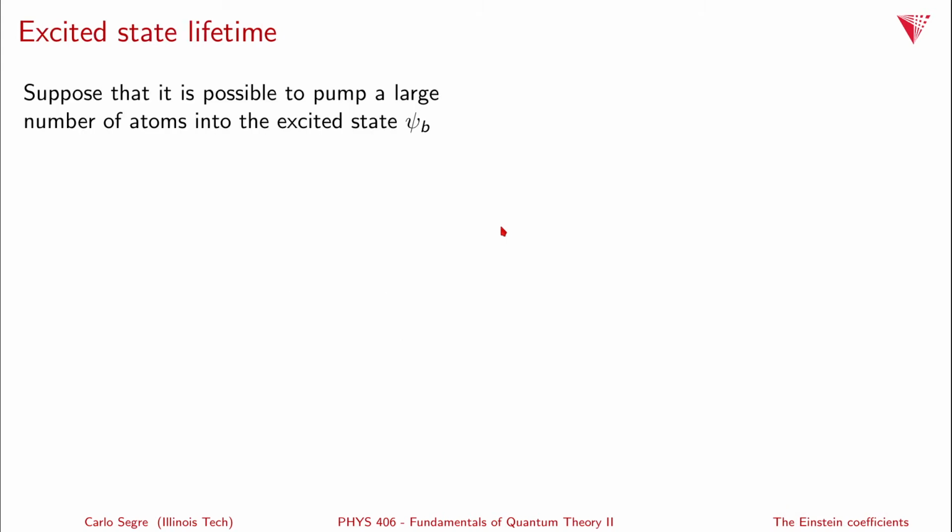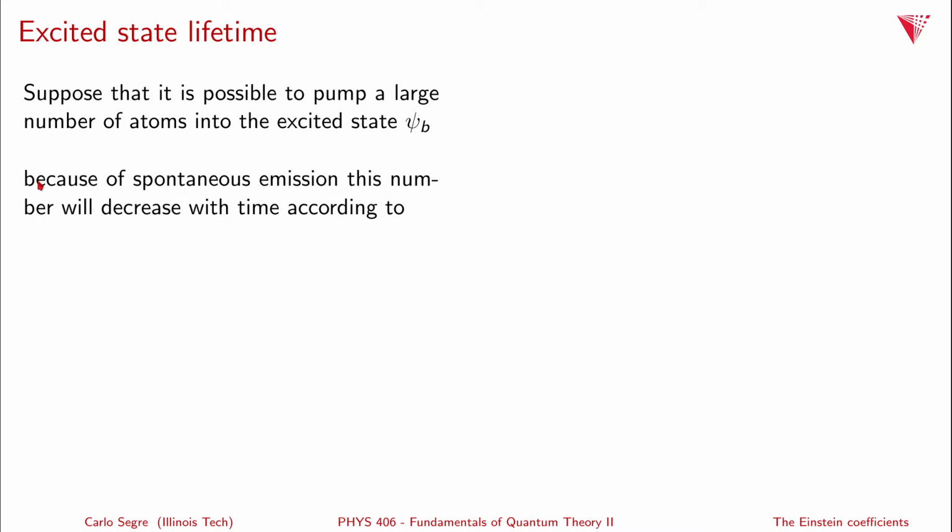So suppose that you make it possible to pump a large number of atoms into the excited state psi b. Again, it's a two-level system, as before. Because of spontaneous emission, the rate that we calculated in the previous video, this number will decrease in time, and it's linear with time. And so dN_b/dt is equal to minus A times N_b, where A is the Einstein A coefficient.